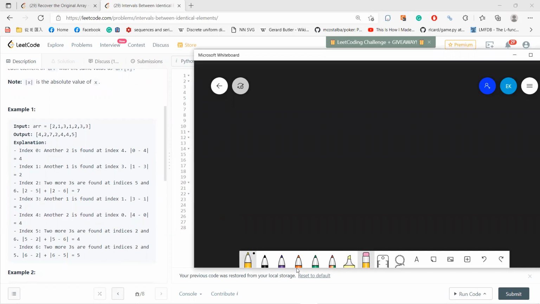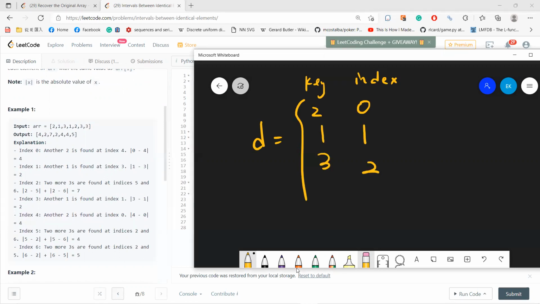Right, so let's imagine that somebody gives you a dictionary. So this is the key, and these are the indexes where it happened. For 2, it happened at index 0. For 1, it happened at index 1. For 3, index 2. For 1 again, the same thing, let's say this 1 is index 3. And this 2 is index 4. And this 3 is index 5 and 6. Okay, so you need to return your answer.